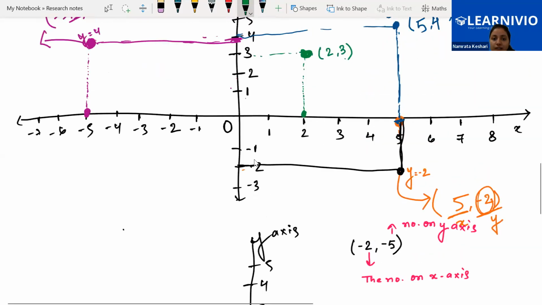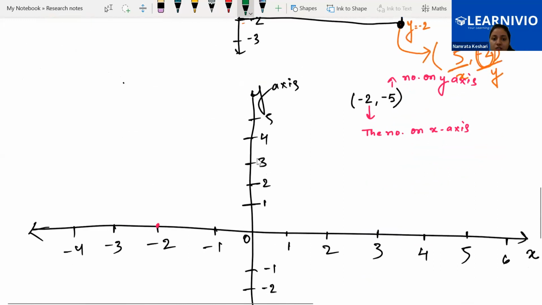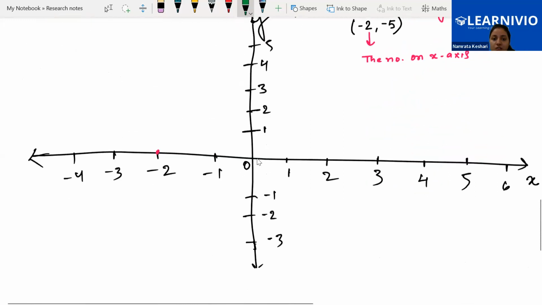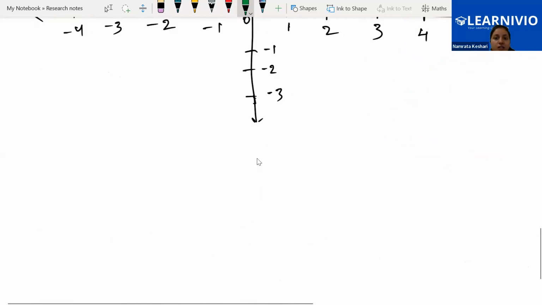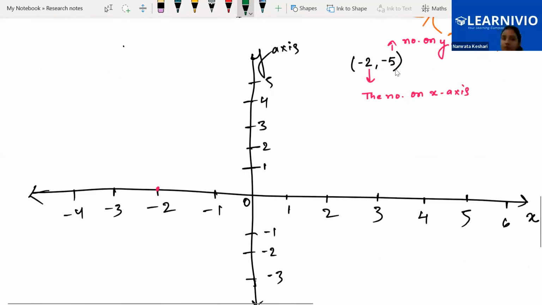All the positive numbers are upside on the vertical axis and negative numbers downside. What is the address? The address is -2, -5. -2 is here on the x-axis. From here, the main question is, are we going to go up or down?